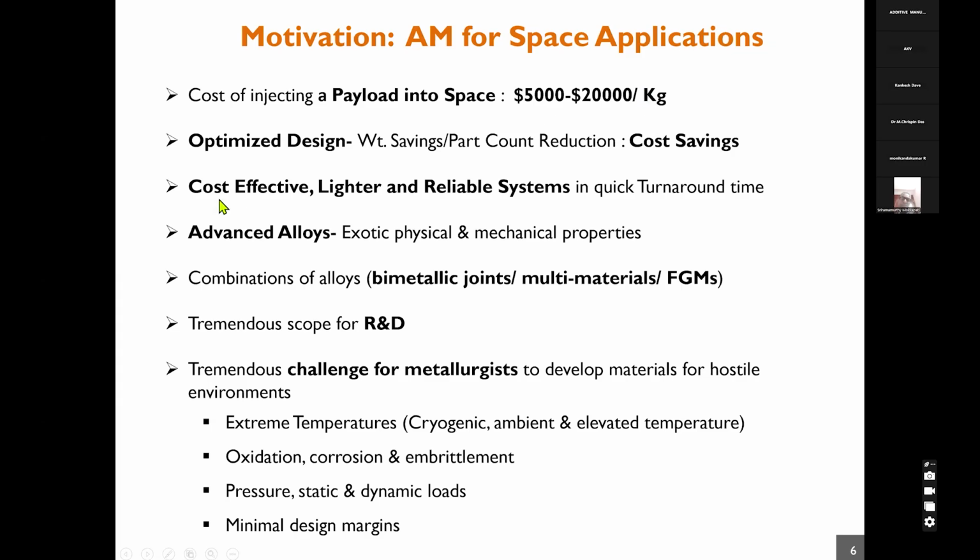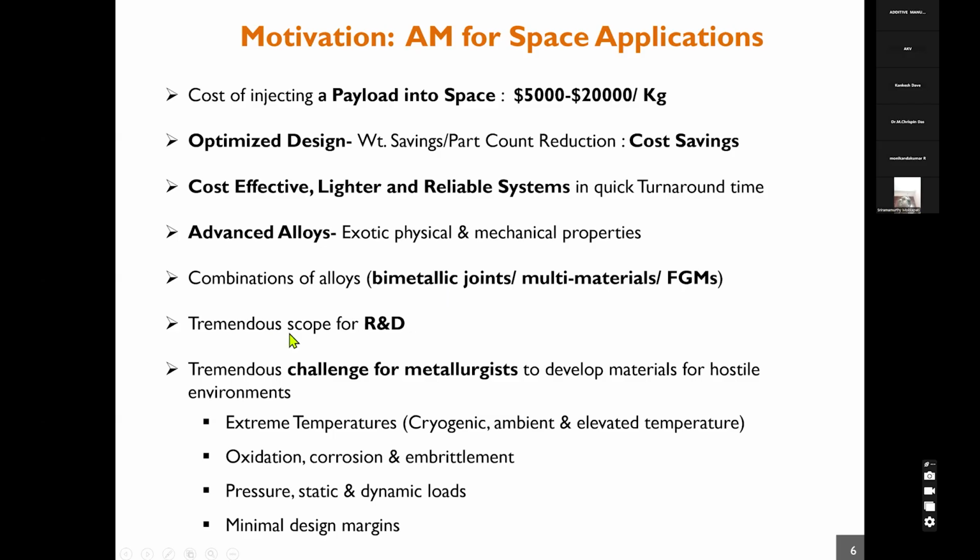So ultimately, we are looking at making parts that are cost effective, lighter, and more reliable in a short turnaround time. And we can also make advanced alloys with exotic physical and mechanical properties. We can also have combinations of alloys in our space applications. We have different requirements wherein you'll require bimetallic joints, multi-material components, and also functionally graded materials. All these kinds of different combinations of materials or alloys can definitely be made through additive manufacturing.